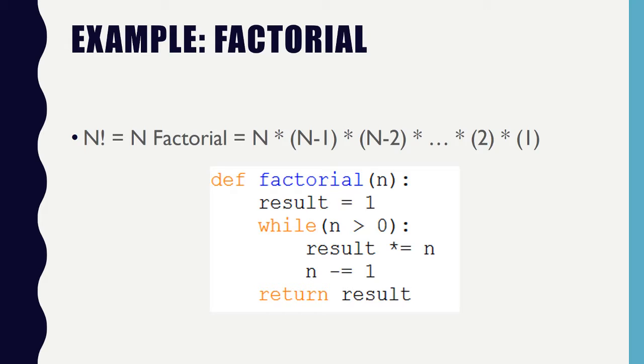And we're going to multiply it by the result value and then subtract 1 from n each time we do so. So this will multiply it by n, subtract 1 from n, and multiply it by n minus 1, and so on and so forth, eventually resulting in the result value.